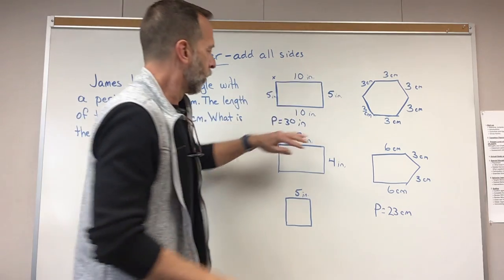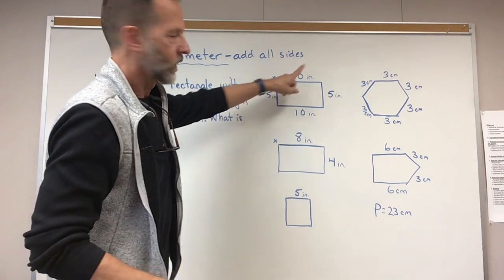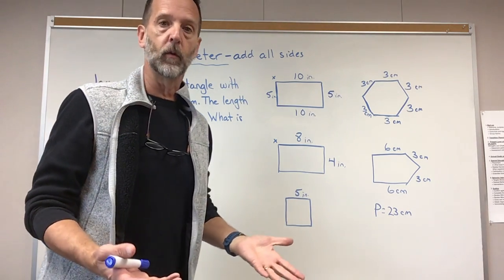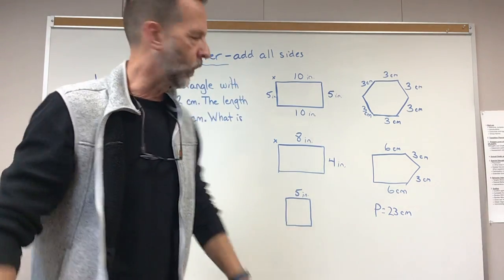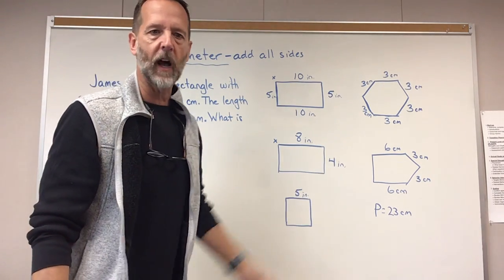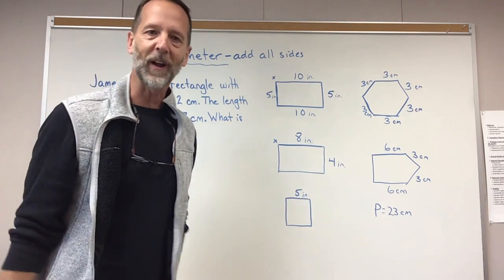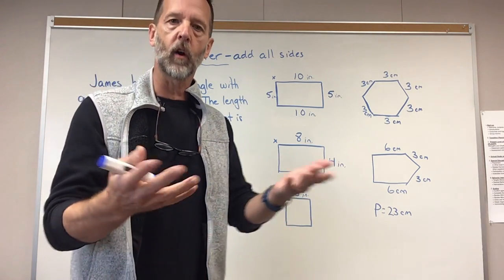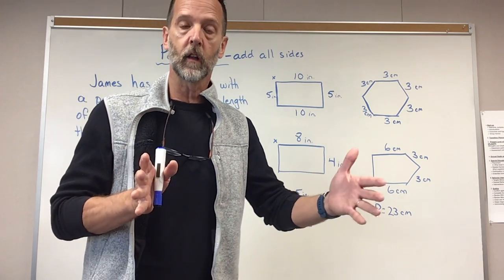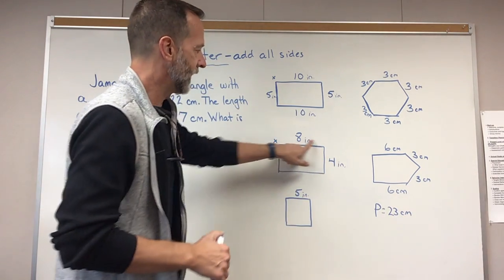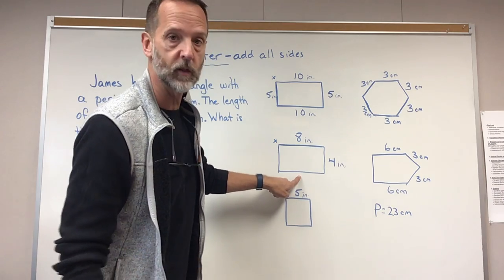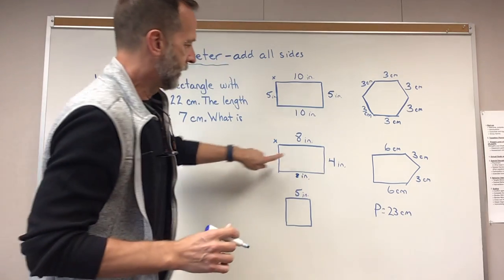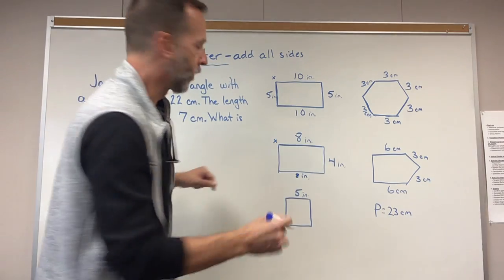All right. This one was fully labeled. It was easy to do. Okay? I can simply look at it and add my way around. Sometimes you get a picture that's not fully labeled. What happens then? We have to think, what do I know? Here I have another rectangle, but only 2 sides are labeled. Okay? Oh no, we're not going to panic. All right? I should know that the opposite sides of a rectangle are congruent. That means they're the same size. All right? So if this side is 8 inches, I know this side is also 8 inches. If this side is 4 inches, this side is 4 inches.